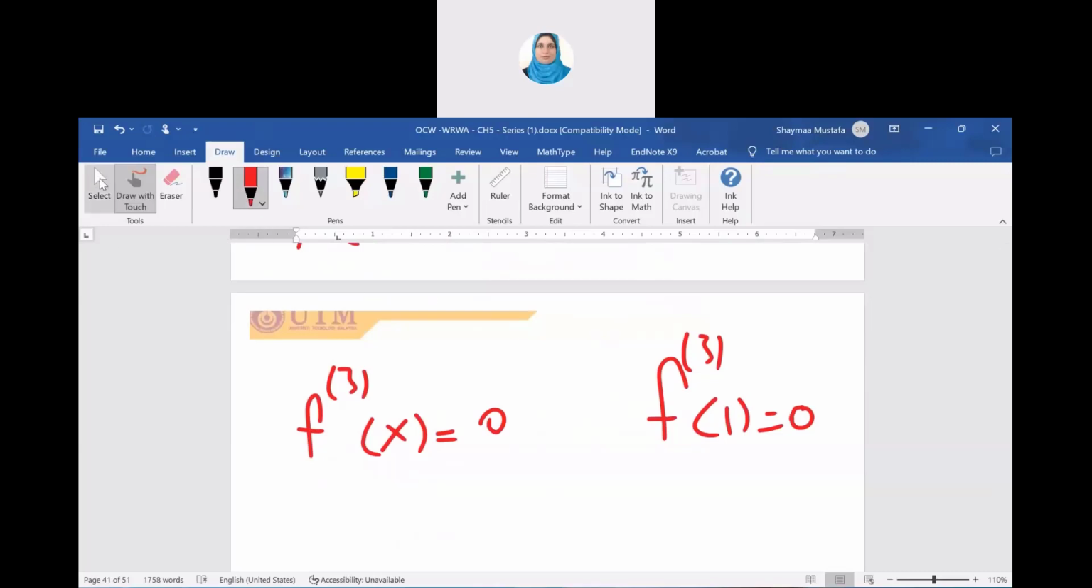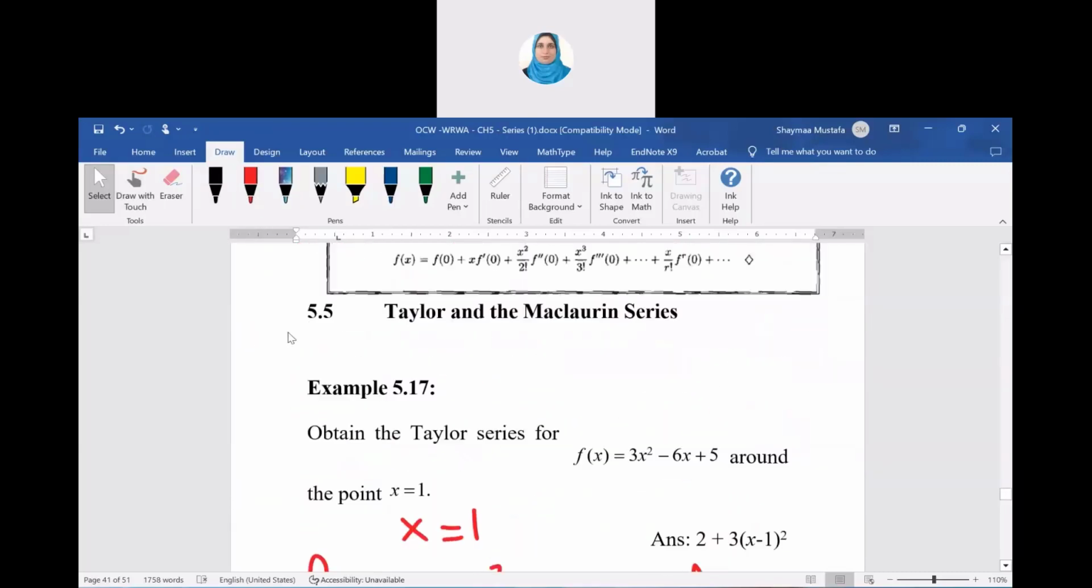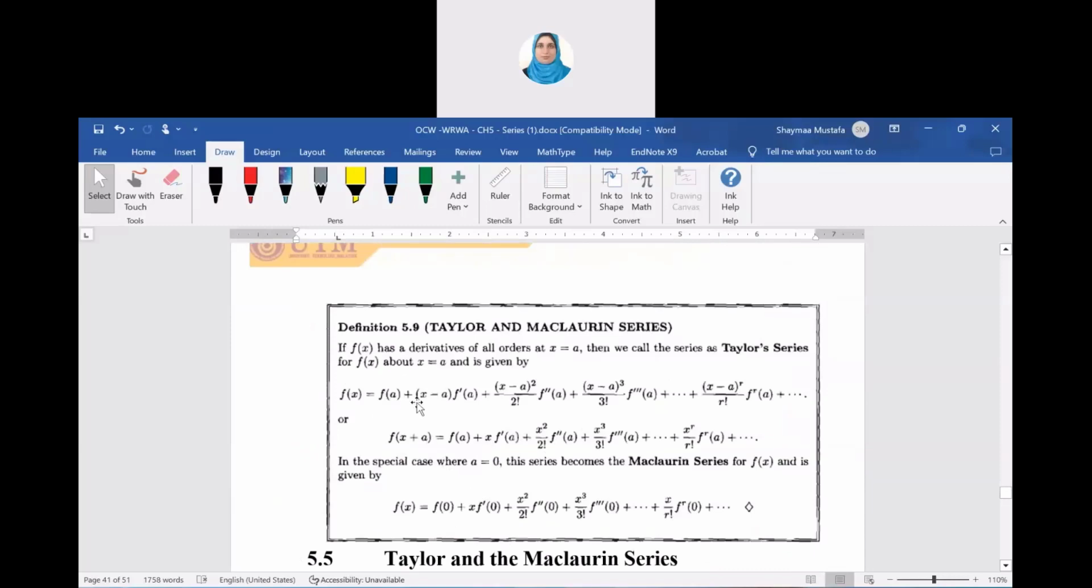Now we need to apply the Taylor series. Not Maclaurin, the Taylor one, this one, because this is the formula of the Taylor series. This is the formula of the Maclaurin series when you have a point equal to 0. But for another point, you have to apply this formula.